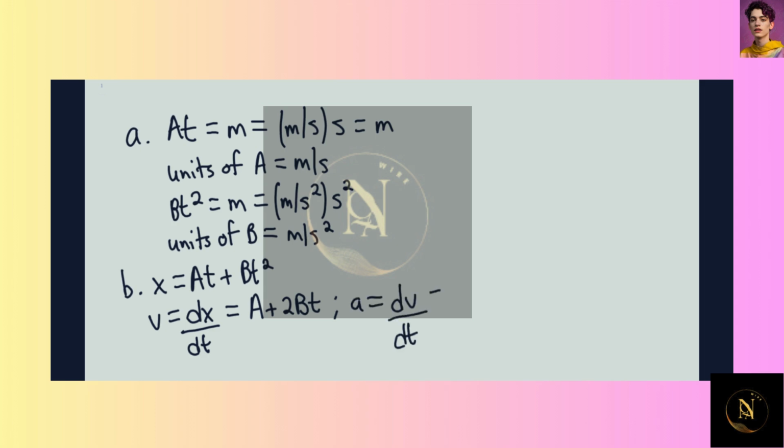And then for the acceleration, this is going to equal the derivative of the velocity function with respect to time. This would be equal to the second derivative of the position function, again, with respect to time. And this would be equal to simply 2 times B. The units here would be meters per second squared.